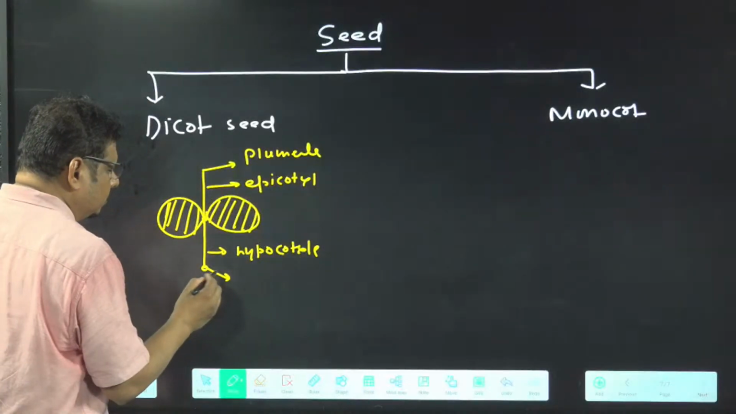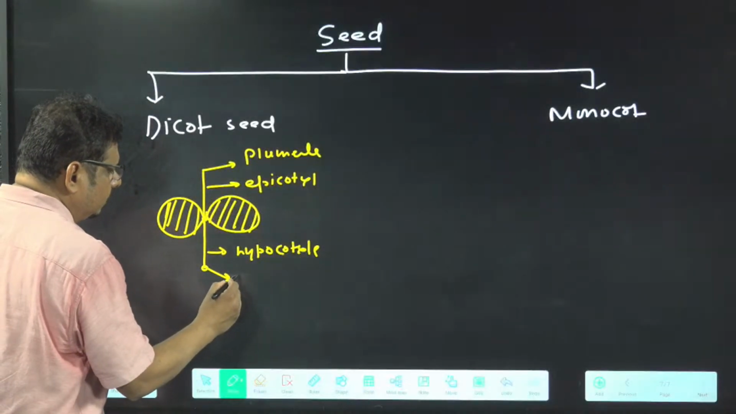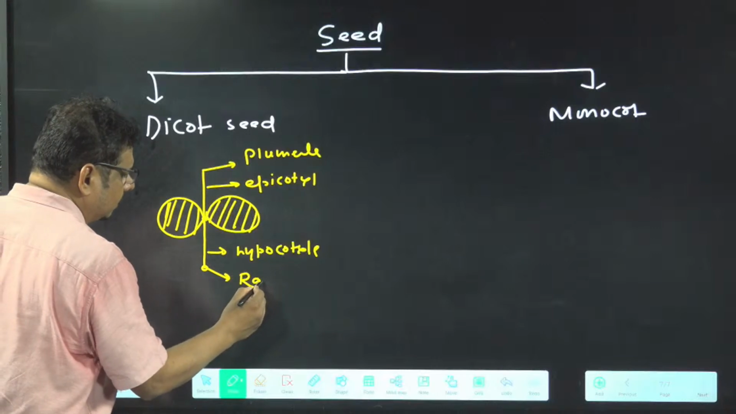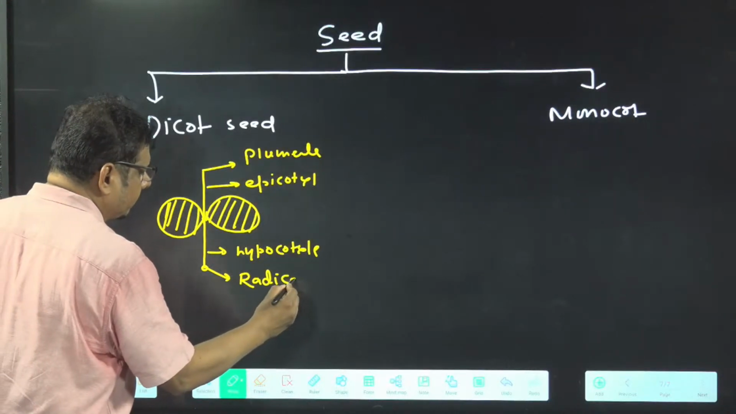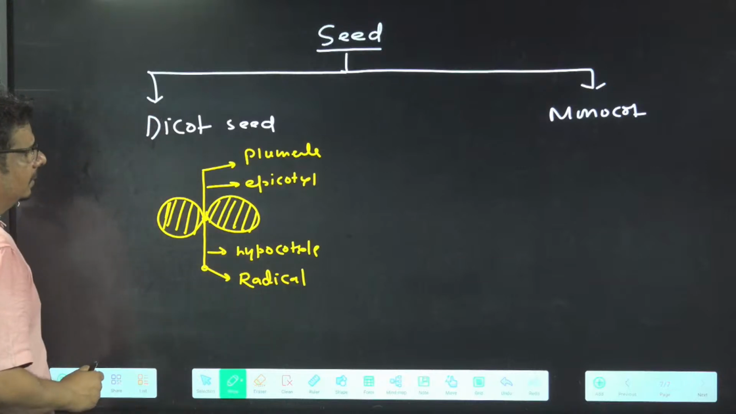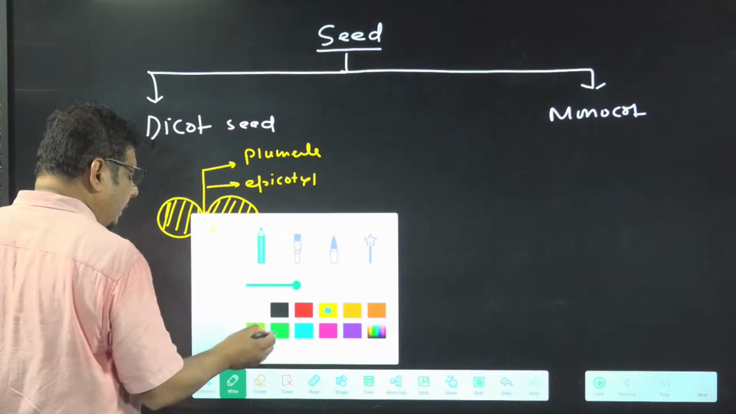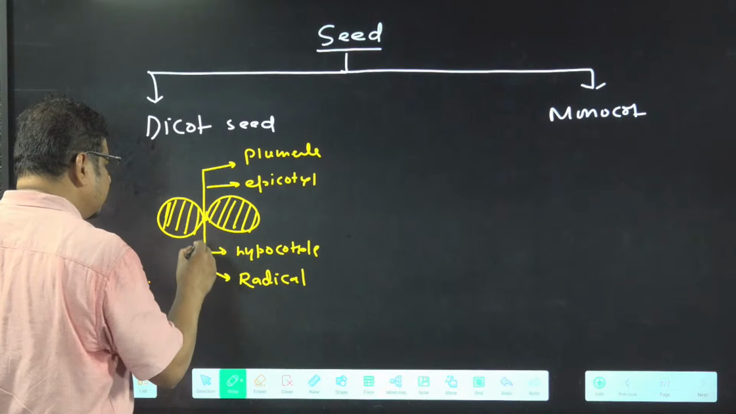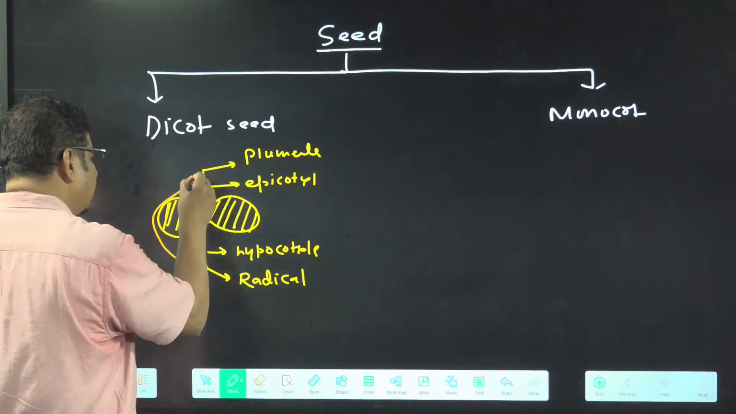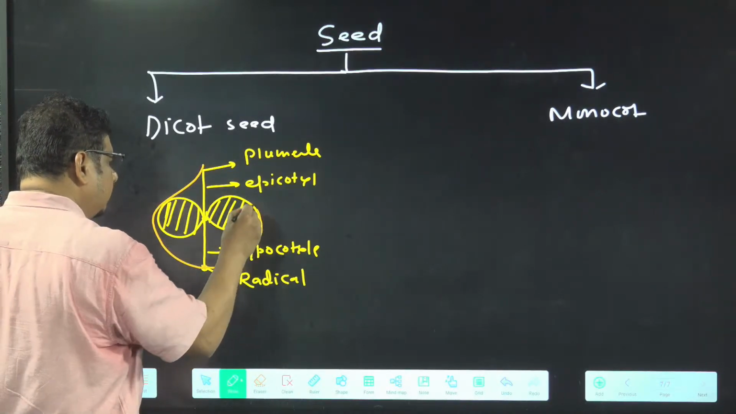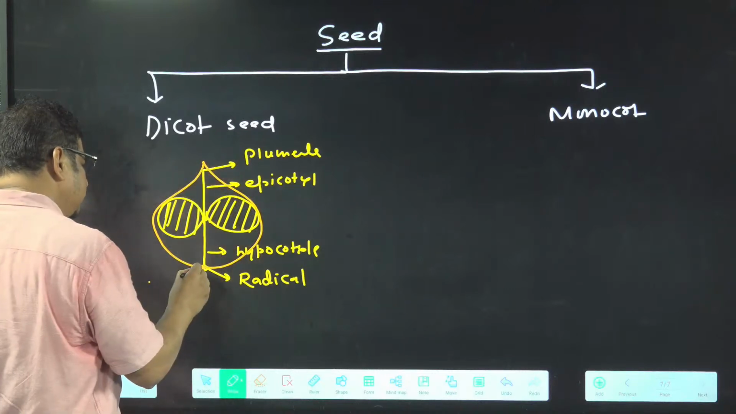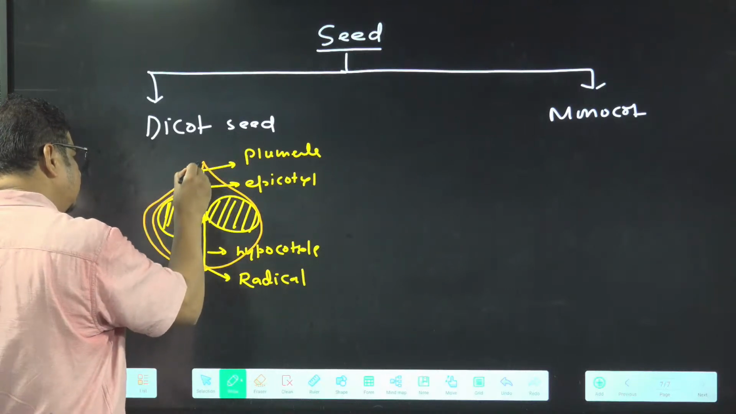And you can say the tip of the hypocotyl is which one? Radicle. It is radicle. Getting the idea? Now what I am drawing basically? I am drawing the seed coat. This is tegmen and this is testa.